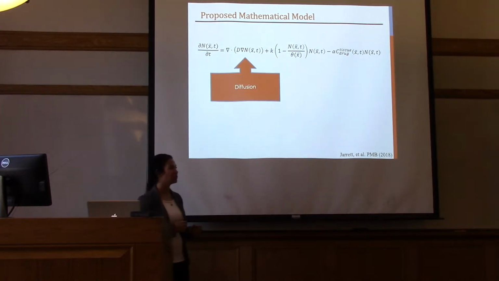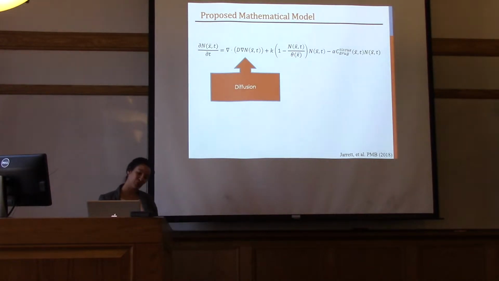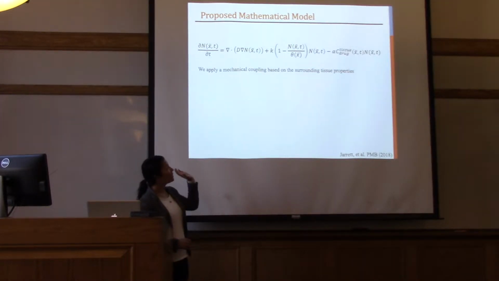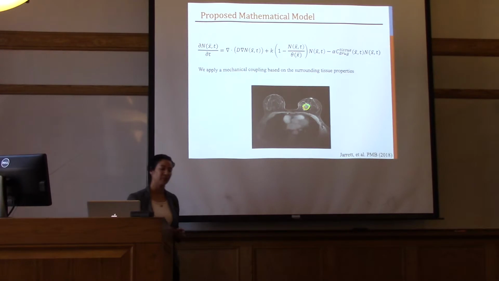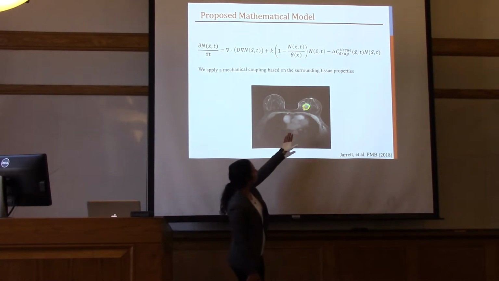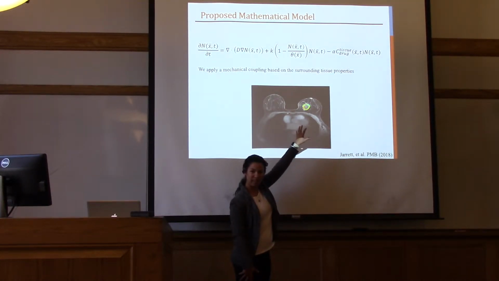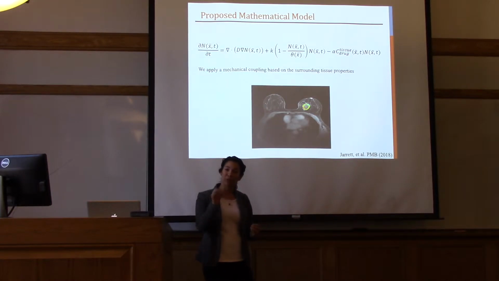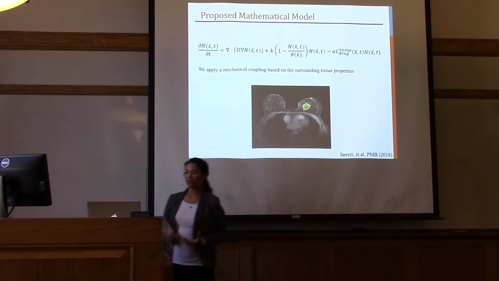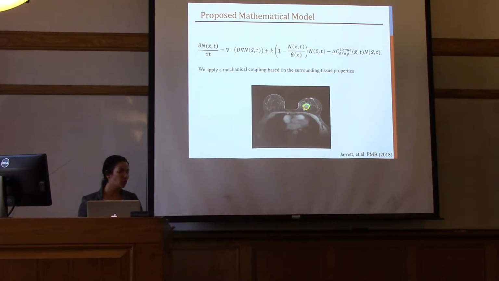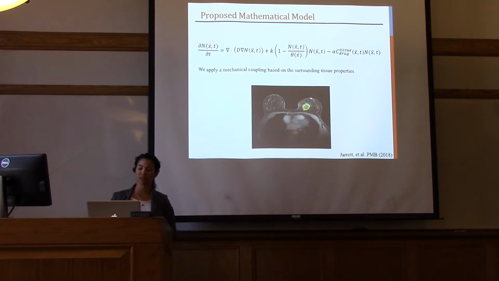The second part, a few of you will find very cool. This is the diffusion term. We actually mechanically couple this to the tissue properties. If you look at the breast, there are these white lines and then some black. The white is actually fibroglandular tissue, and the black is adipose tissue. These two different tissues have different stiffnesses. So the idea is that as the tumor is growing, we should account for these different stiffnesses.